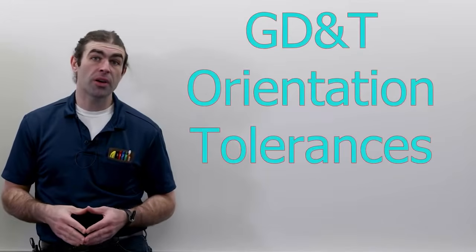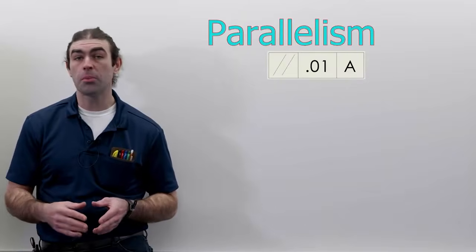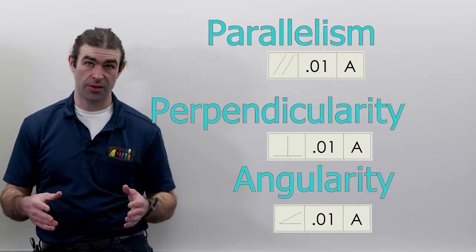In this video, I'm going to cover orientation tolerances. There are 3 orientation tolerances: parallelism, perpendicularity, and angularity. They all control angular relationships. There are 3 really important things that they all have in common.